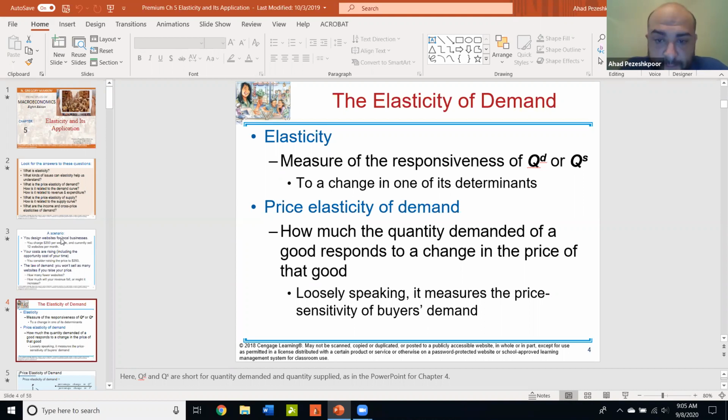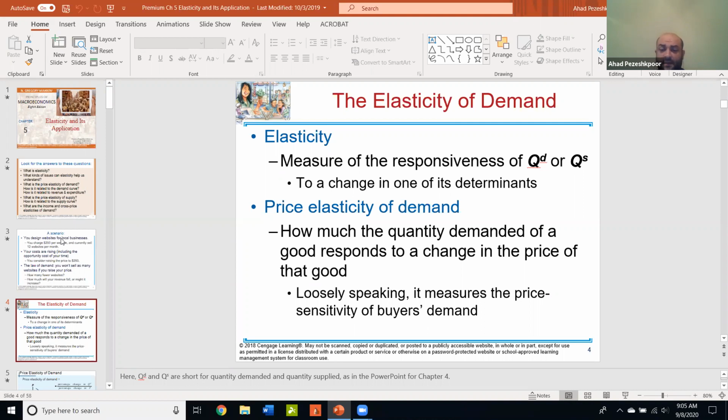But if, for example, the price of a luxury good goes up, like jewelry, when the price of jewelry goes up, its quantity demanded will fall very sharply. Why? Because jewelry is a luxury, and people don't really need jewelry. No one needs jewelry to survive. These are the basic concepts.